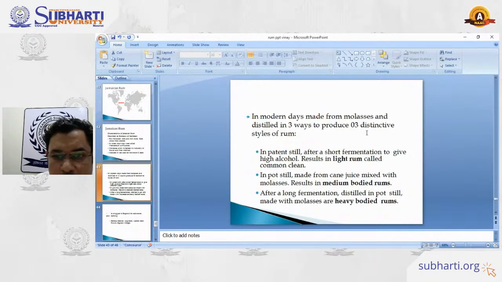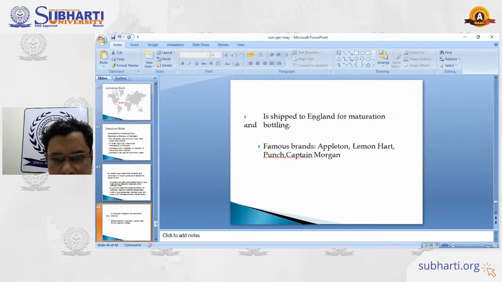In the modern days, molasses is distilled three ways to produce three distinctive styles of rum. In patent still, after short fermentation to give high alcohol, results in light rum, called common clean. In pot still, made from cane juices mixed with molasses, results in medium bodied rums. After long fermentation, distilled in pot still, made with molasses, are heavy bodied rum.